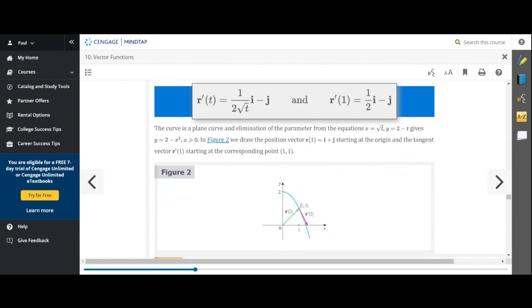So the position vector r of 1, if you take 1 and substitute it in, you're going to get the vector 1, 1. So the coordinate 1, 1. Do you see how the tangent vector r prime of 1 has components 1/2, -1? Do you see how that derivative vector is tangent to the space curve? The red derivative vector in figure 2 is tangent to the space curve at 1, 1.